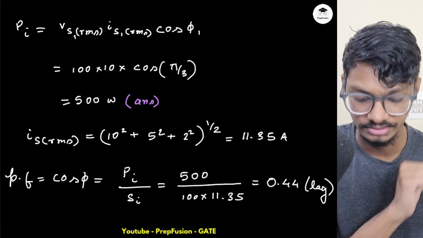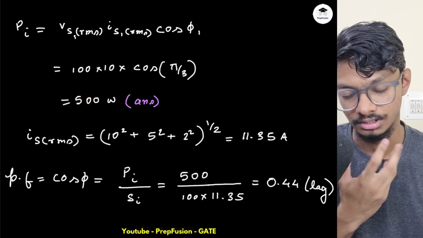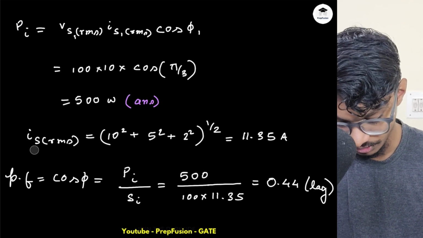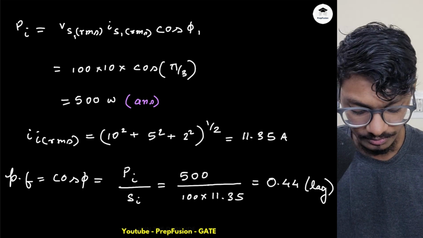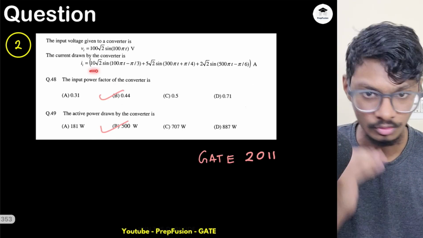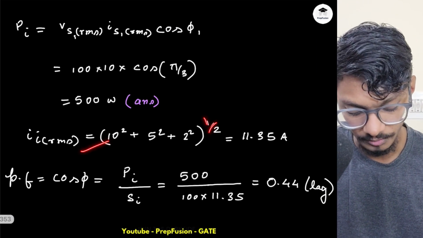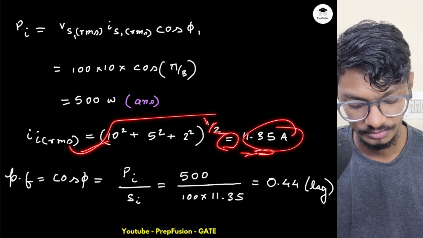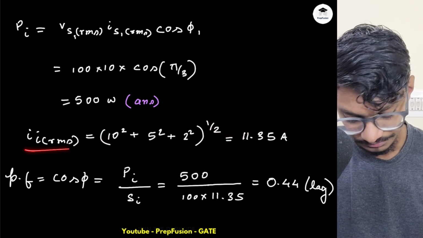So it will be 1000 times half is 500. Then what is Is RMS? The overall source current RMS value. So overall, not source, this is the input, right? Overall input current value. So this will be II RMS. II RMS will be simply the square root of (10 by root 2) whole square plus (5 by root 2) whole square plus (2 by root 2) whole square. So this will be 1 by 2, 1 by 2, which equals 11.35 amperes, right? So this is my II RMS.